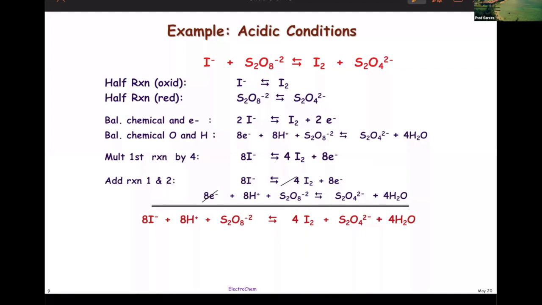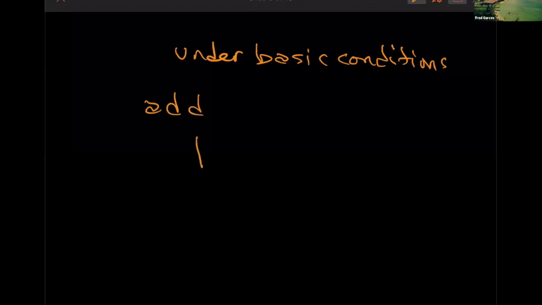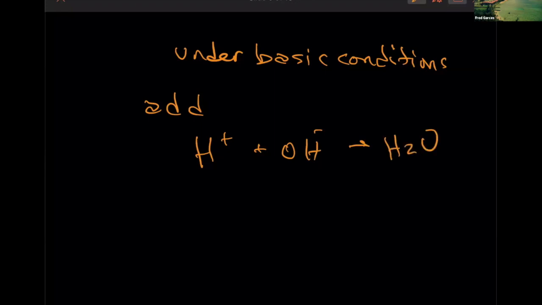Now, suppose the question is, this is under basic conditions. Under basic conditions, you can't have H plus. You can only have OH minus. So under basic conditions, this is what you want to do, okay? Under basic conditions, add H plus plus OH minus goes to H2O. And add these in the quantity so that the hydrogen plus cancels out.